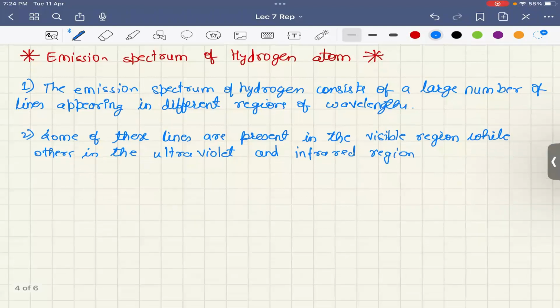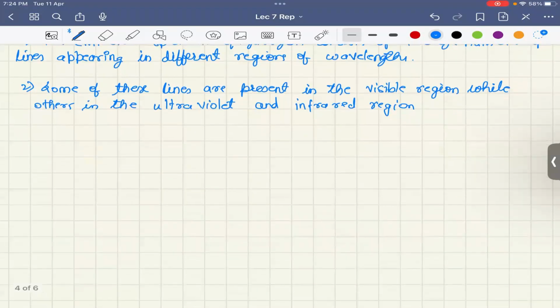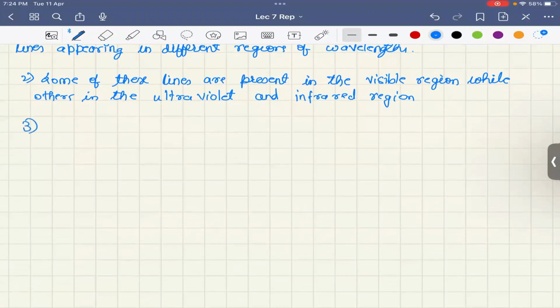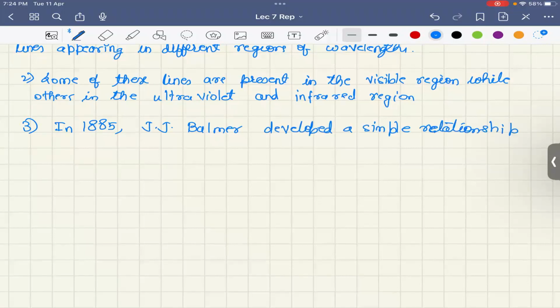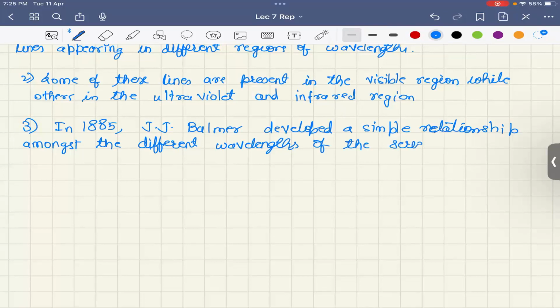Okay. So the equation which was developed was, let me write. In 1885, J. Balmer developed a simple relationship among the different wavelengths of the series of visible lines in the hydrogen spectrum, right?